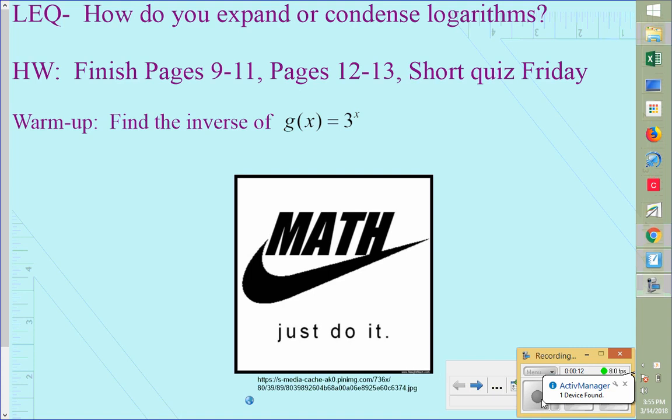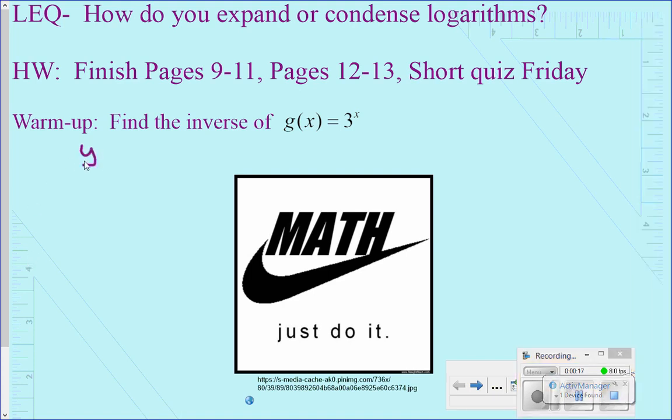So finding the inverse, I know I need to change that g of x to y. And then we know from yesterday's lesson that we have an exponential, and in order to get the inverse, we're going to have to use logarithms because the inverse of an exponential is a logarithm. So I'm going to put this into log form. I write log, I copy the base, and if you want to use the little circle trick I showed you yesterday, 3 to the x equals y, so log base 3 of y is equal to x.